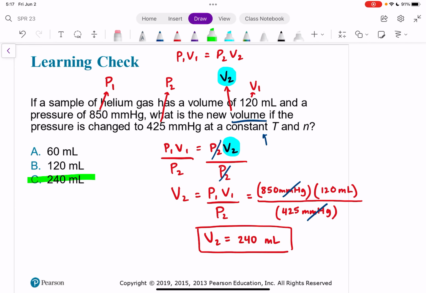All right, so that's it for Boyle's law, which gives you the relationship between pressure and volume if we hold temperature and moles constant. And in the next video, we'll go over Charles' law.